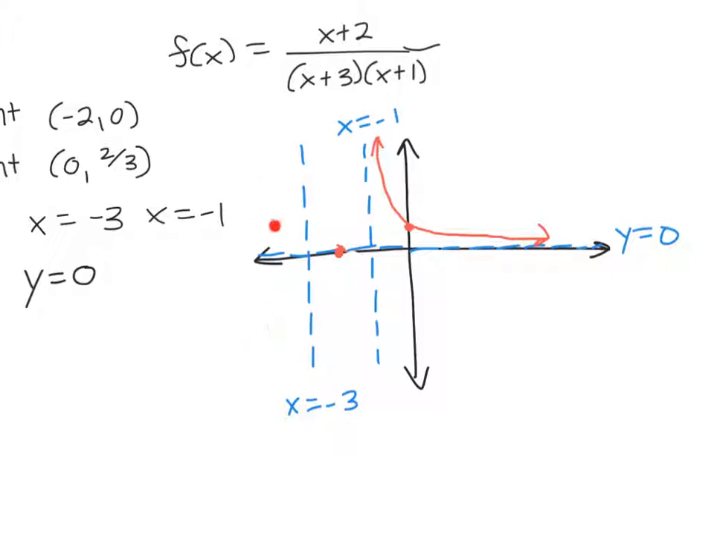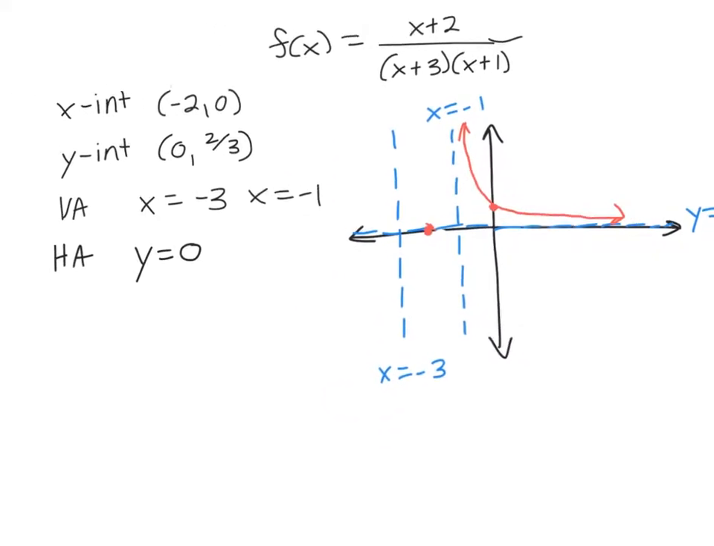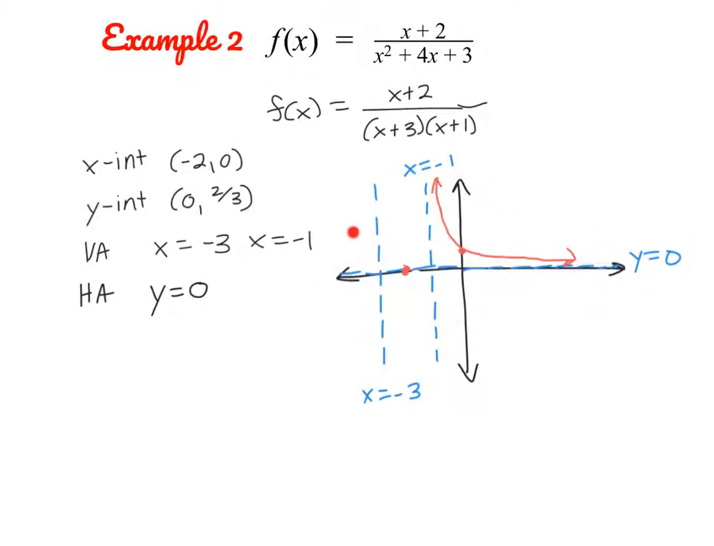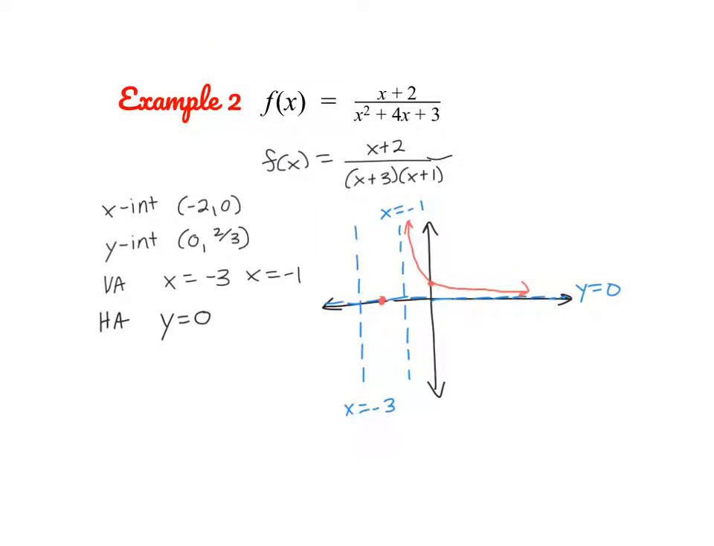So again, let's see what we can figure out about this side. And really all we need to do to find what's going on this side is to plug in a single point that's left of -3. So maybe let's find what f of -4 is. If you substitute -4 into our function, we end up with -2/3.